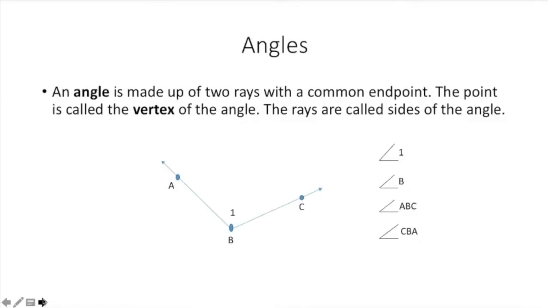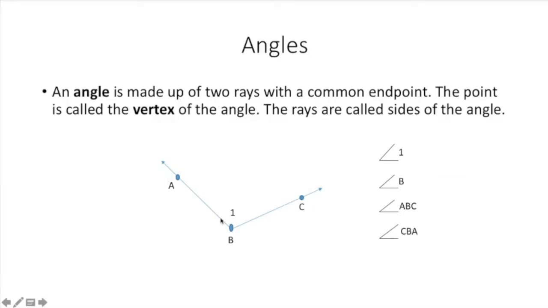Now that we've talked about points, lines, line segments, rays, we can talk about angles. In essence, angles are made up of two rays with a common endpoint. The point where they connect is called the vertex. The rays of the angle are called the sides of the angle.